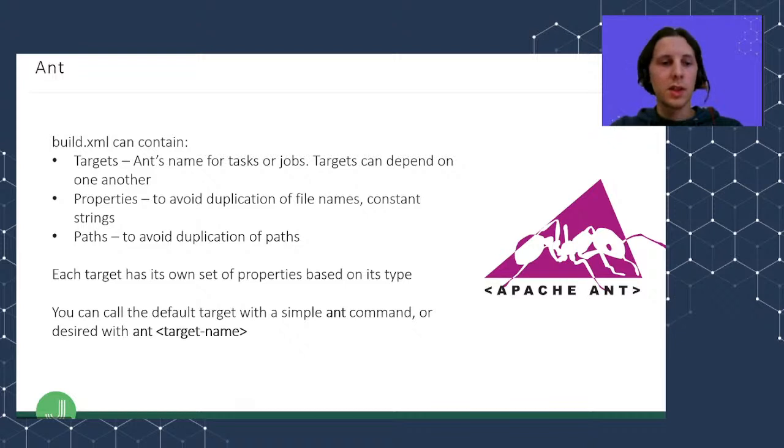Build.xml can also contain properties. These are just string constants that are used to avoid duplication of file names and, well, other constant strings. And also, build.xml can have paths. Well, paths are just like properties, but they're not for simple strings, but for file paths. Each target has its own set of properties based on its type. We will see it a bit later.